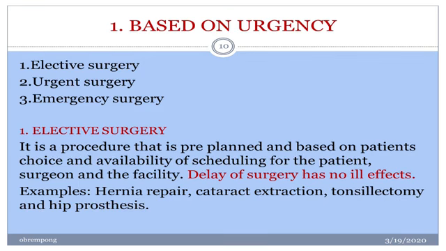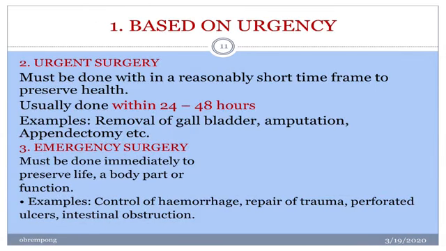So, for example, hernia repair, cataract extraction, tonsillectomy, the removal of tonsils, and hip prosthesis. All these are some of the types of surgeries that can be done electively, can be planned, and done later. Urgent surgery must be done within a reasonably short time frame to preserve health, usually within 24 to 48 hours. Examples are removal of gallbladder, amputation, appendectomy, and so on.